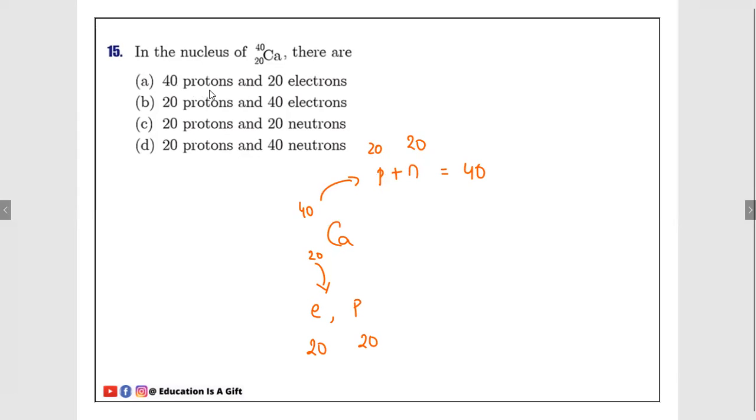So what they told: 40 protons, 20 electrons. Now here what we got? Electron count is 20, proton count is 20, neutron is 20, mass is 40. Let us check. 40 proton, 20 electron? No. 20 proton, 40 electrons? No. 20 proton, 20 neutron? Yes. 20 proton and 40 neutron? No. Answer is C, 20 proton and 20 neutron.